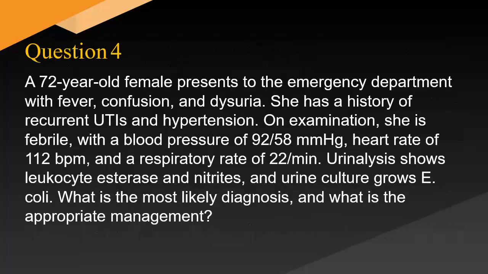A 72-year-old female presents to the emergency department with fever, confusion, and dysuria. She has a history of recurrent UTIs and hypertension. On examination, she is febrile with a blood pressure of 90/58 mmHg, heart rate of 112 bpm, and a respiratory rate of 22/min. Urinalysis shows leukocyte esterase and nitrites, and urine culture grows E. coli. What is the most likely diagnosis and what is the appropriate management?